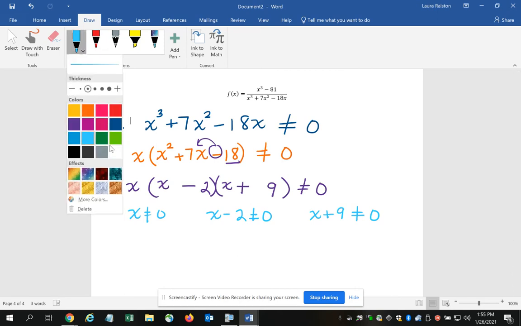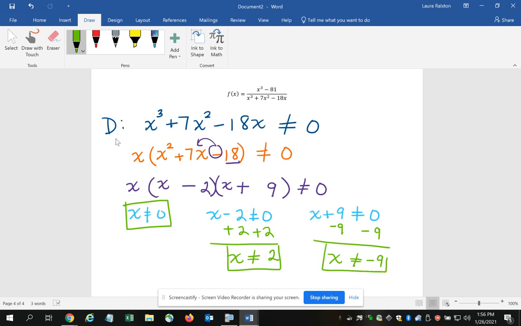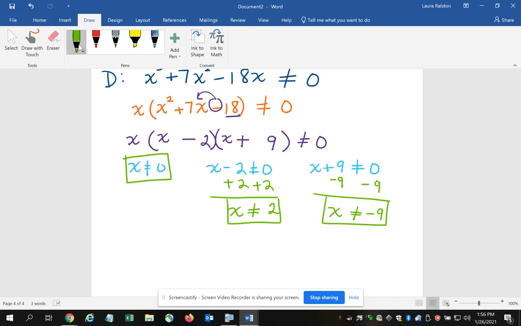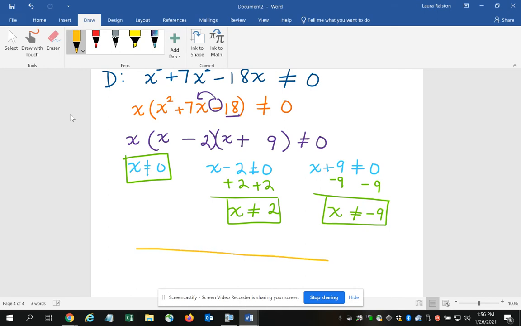If I solve each of those individually for x, the first was already solved. Add 2 to either side, so x cannot be positive 2. And for the last one, I'm going to subtract 9 from either side, so x cannot be negative 9. So I've found my restrictions, and you may want to look at those restrictions on the number line to help you write the interval notation.